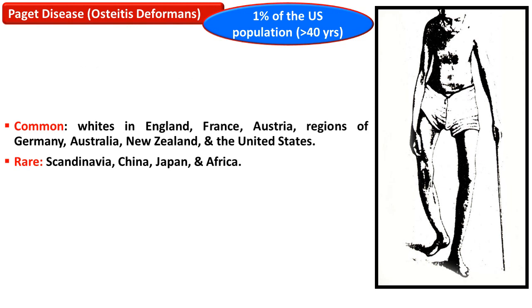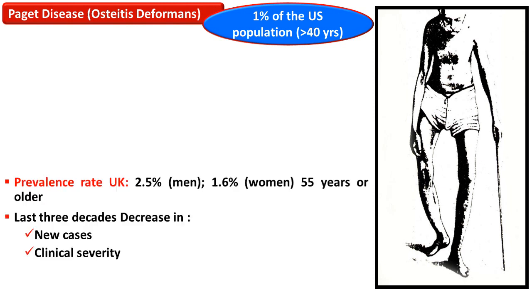It is more common in whites. It is a disease of whites, and it is more common in England, France, Austria, Germany, Australia, and New Zealand, and rare in the native population of Asia, China, Japan, and Scandinavian countries. For the UK, its prevalence is 2.5% for men and 1.6% for women in the population of 55 years or more. The incidence and severity of this disease has decreased in the last 25 to 30 years in various areas.